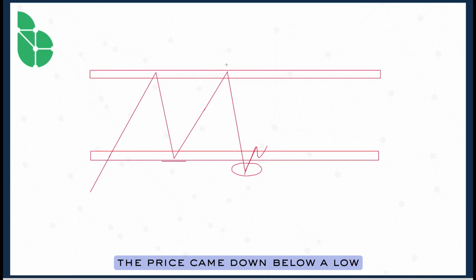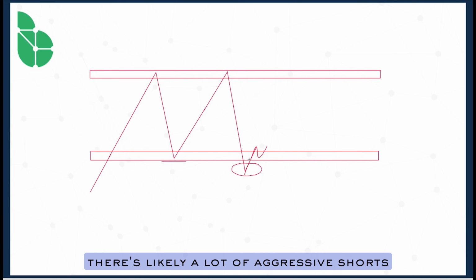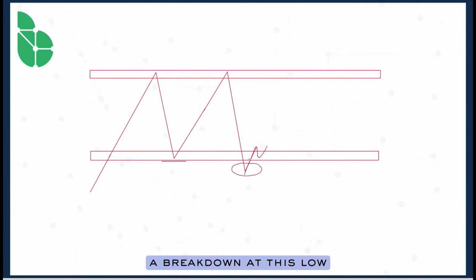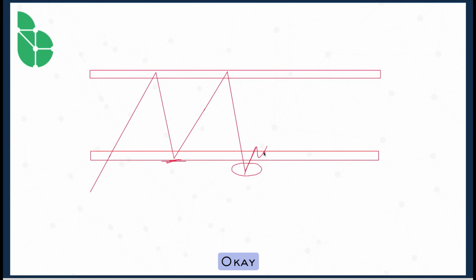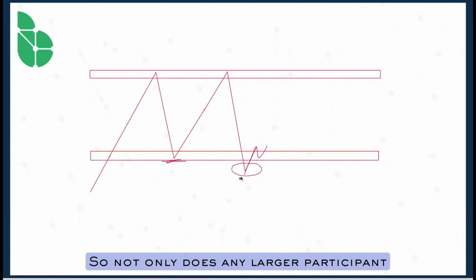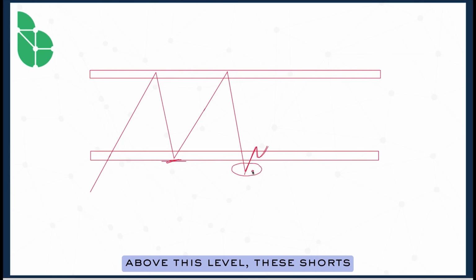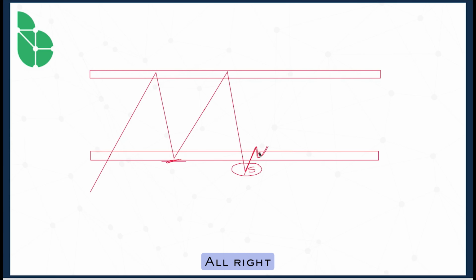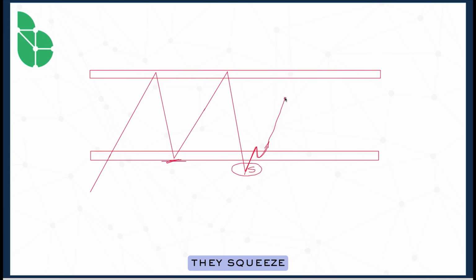So in this case, if price came down below a low, we know that there's likely a lot of aggressive shorts who look to take advantage of a breakdown of this low. At this point, if they're in position here and price comes back up here, they're currently trapped in position. So not only does any larger participant get to fill their bag right here, but once price comes back above this level, these shorts are fuel for the move to the upside, because once they're pressured, they squeeze.